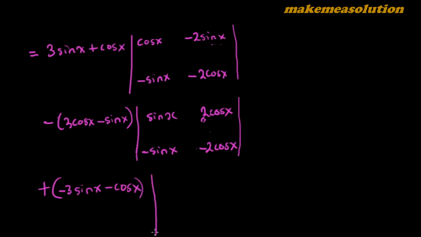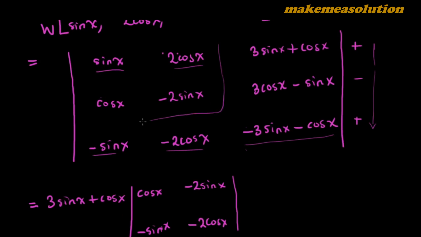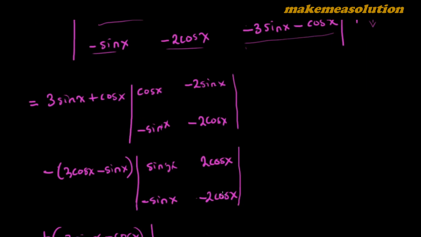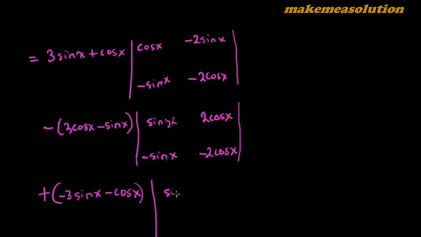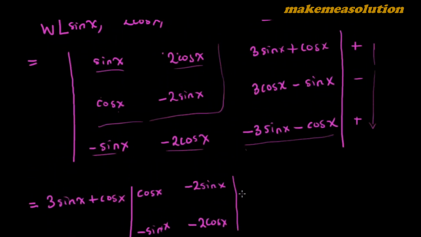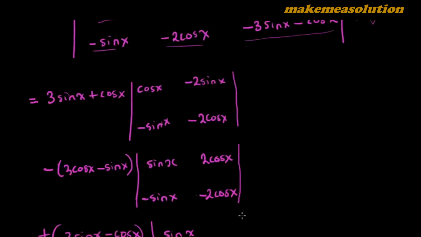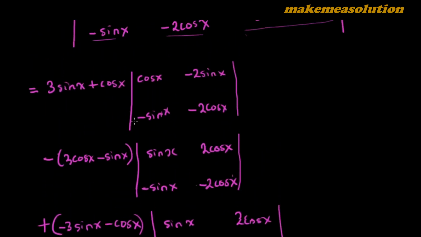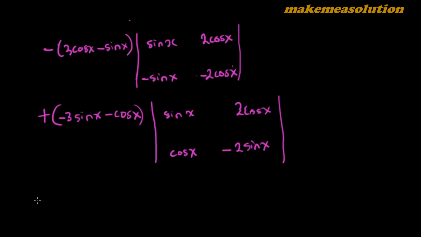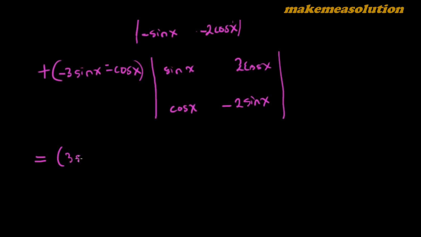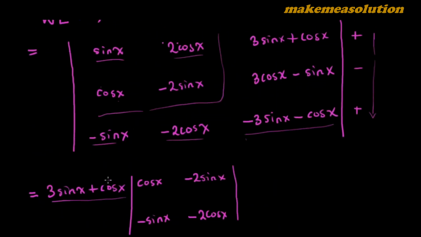The minor for these elements is sin x, cos x, then negative 2 sin x and 2 cos x. So we are going to start with the expansion from the Wronskian. This particular one stays as it is. I have 3 sin x plus cos x.